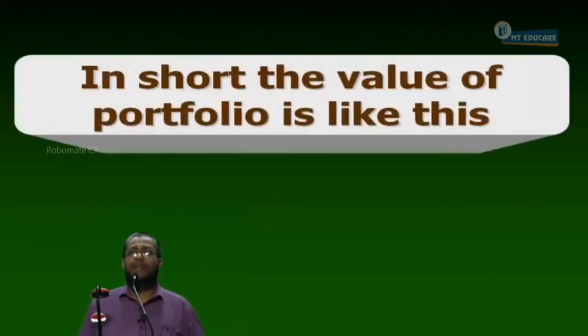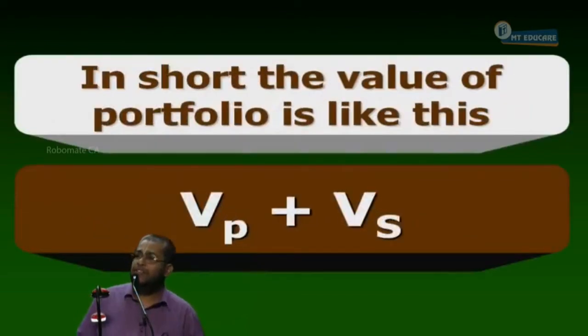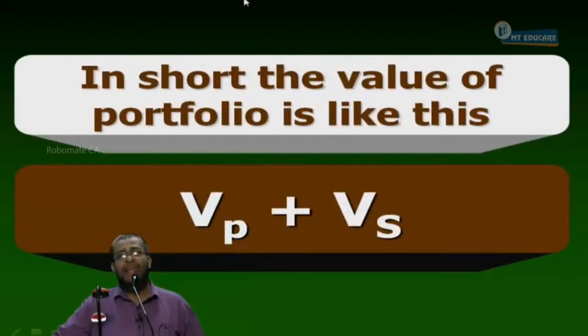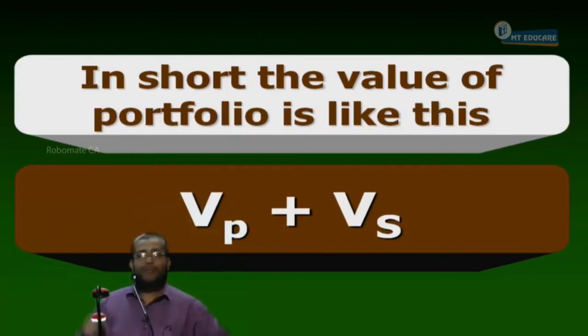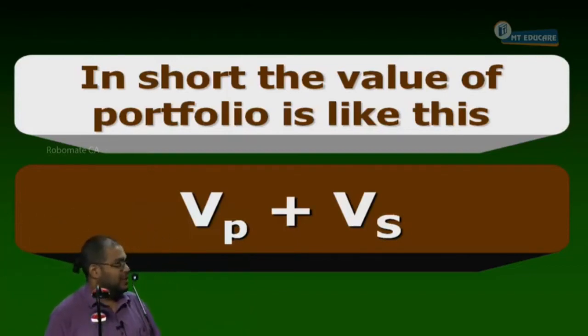What is the value of a put option? VP. What is the value of the share? VS. That is the spot price of the share. So the second portfolio value today is VP plus VS. Yes or no? My aim is to prove that VC plus PV of X will be the same as VP plus VS. Then put call parity is satisfied. Yes or no? This is a proof.